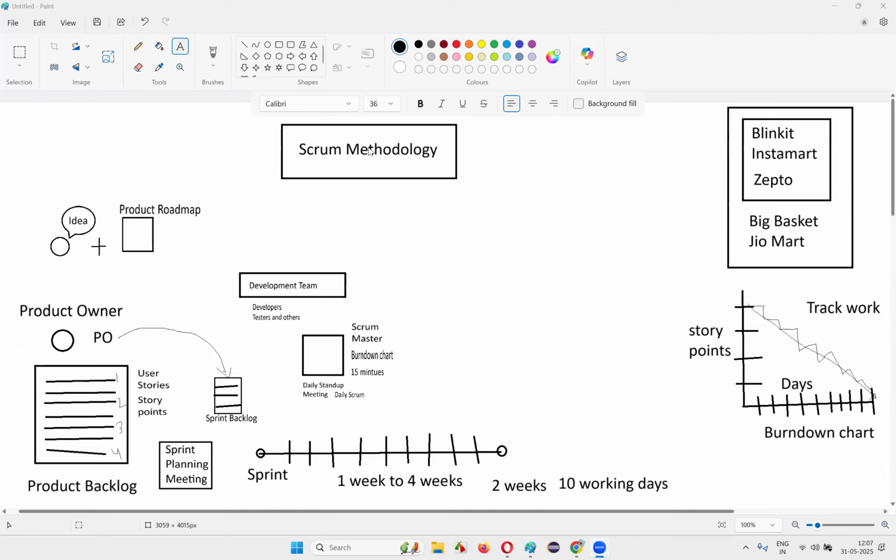Zero sprint is there. A lot of things are there. We cannot go through each and every word. We can do that R&D later, but for now, let's complete the main theme.